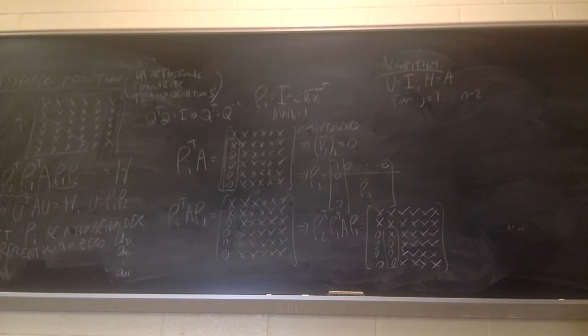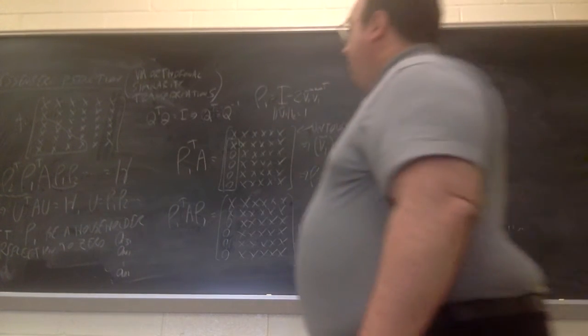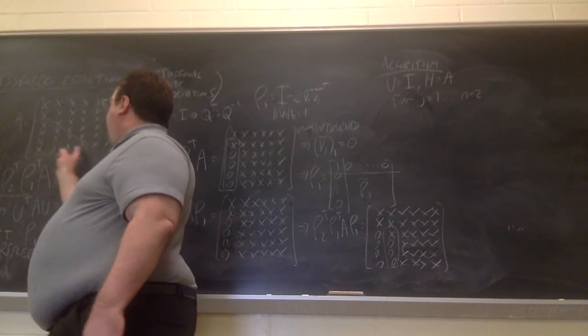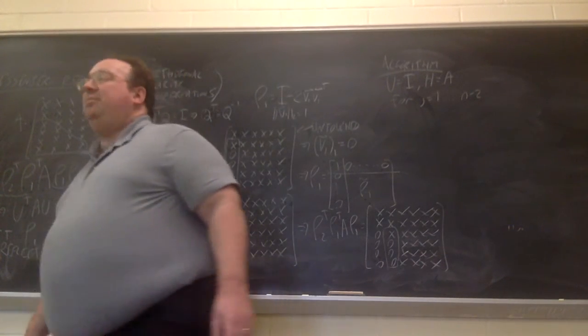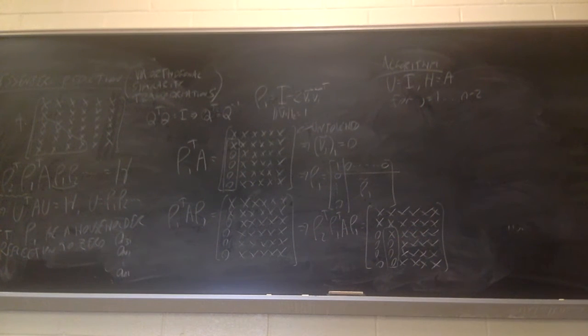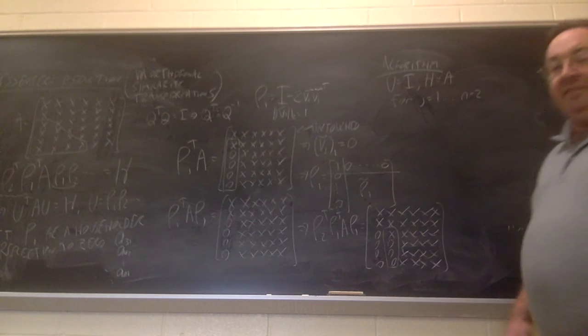Reason why it's n minus 2, look at this matrix. I want to zero out all this. Last 2 columns, I don't care what's in them. I don't have to touch them at all. So that's why I stop at n minus 2. Whereas with Gaussian elimination, you stopped at n minus 1, because you're going for upper triangular.